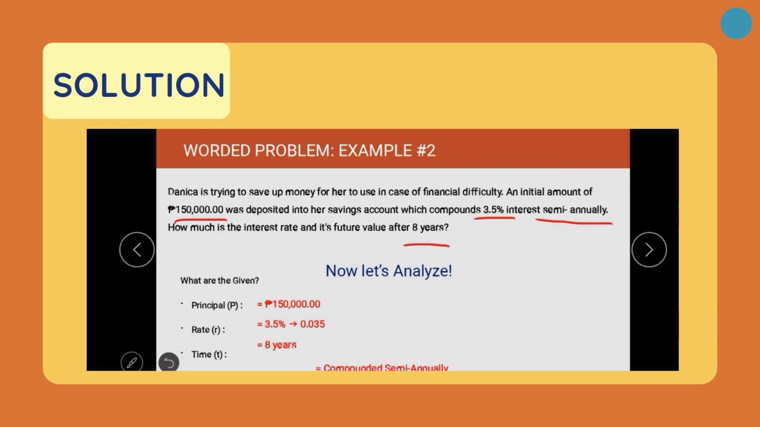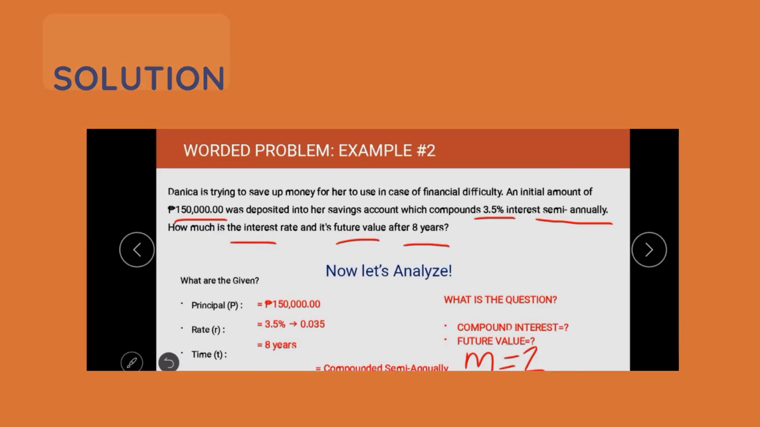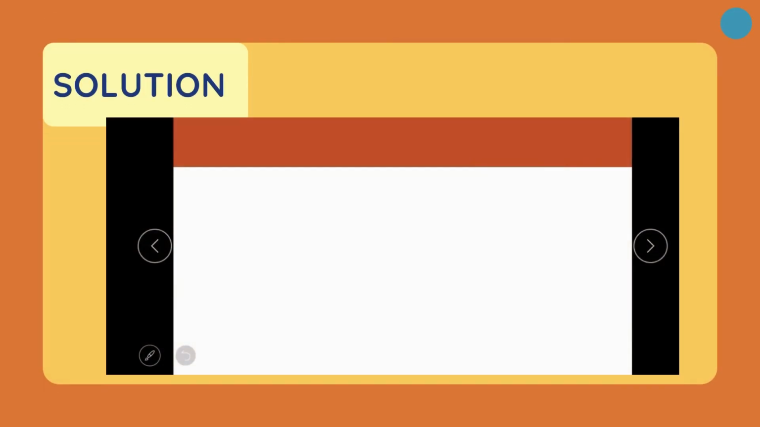So in the chart, semi-annually, the frequency per year, is equal to 2. So what is the question? The question is, what is the compound interest and what is the future value, as mentioned in the question? So let's solve.